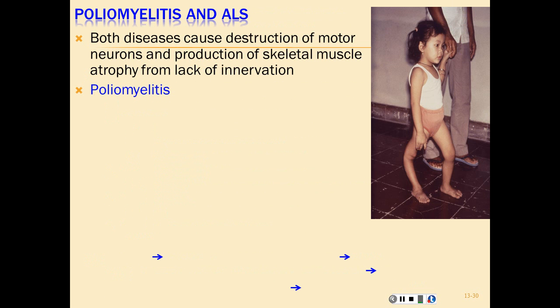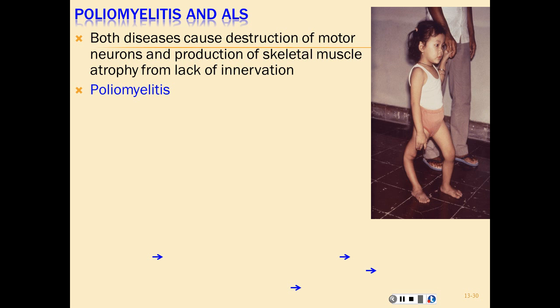Okay, so we have poliomyelitis and ALS. ALS stands for, let me see if I can get this right, amyotrophic lateral sclerosis. And both diseases cause destruction of motor neurons and production of skeletal muscle atrophy from lack of innervation.